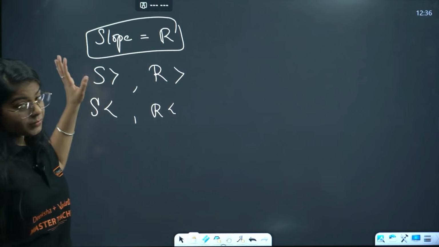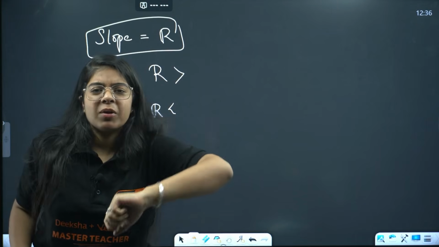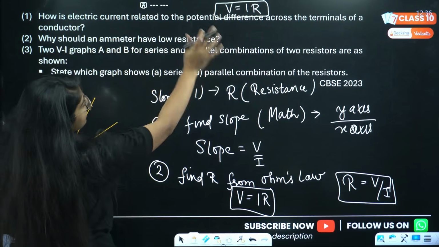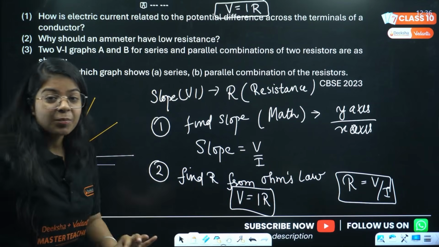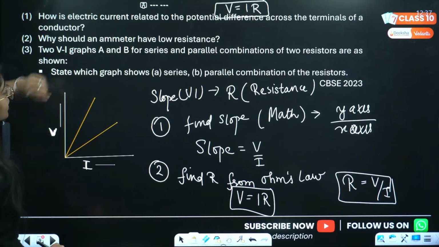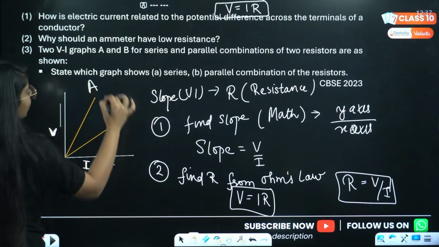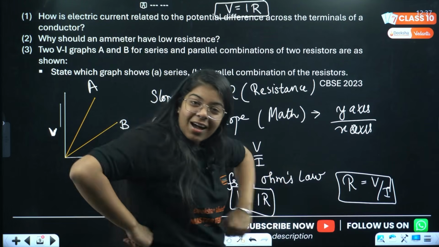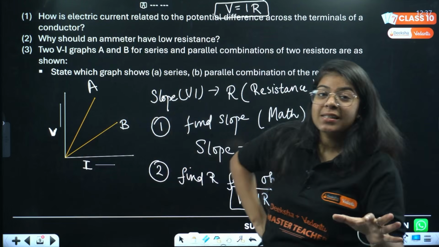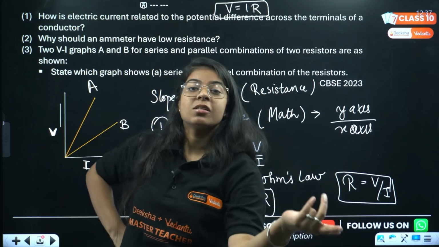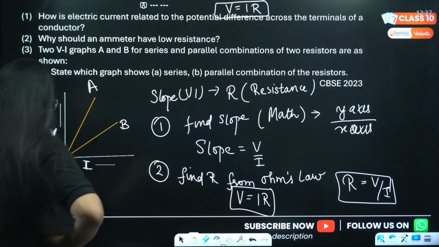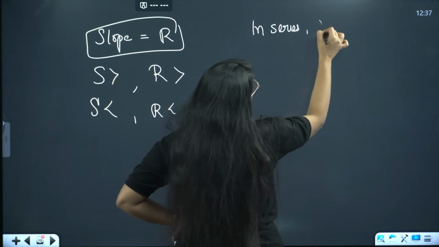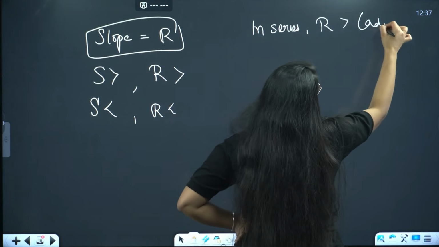Right? Now why did we study this? What will happen with more R, less R? That's when we read the question. Two VI graphs A and B for series and parallel combination of two resistors are as follows. State which graph shows the series and which the parallel combination. This is, let's say, A graph. This is B graph. Now, we should know whether in series the resistance is more or less. Here, ma'am, we know that in series resistance becomes more. Why? Because it adds up, right?